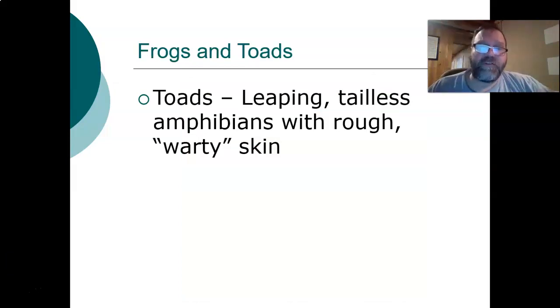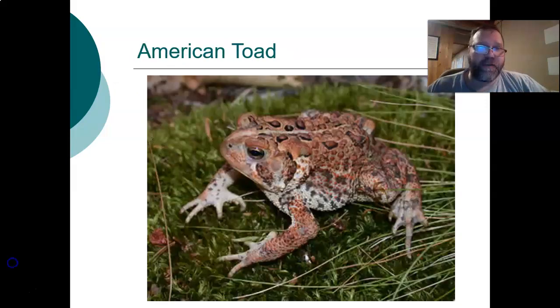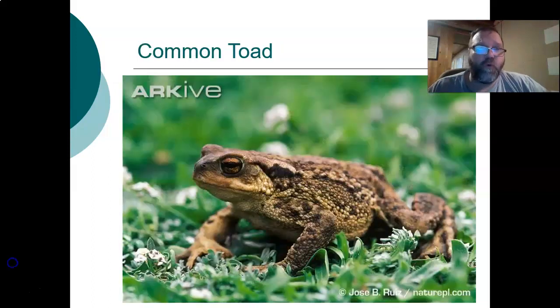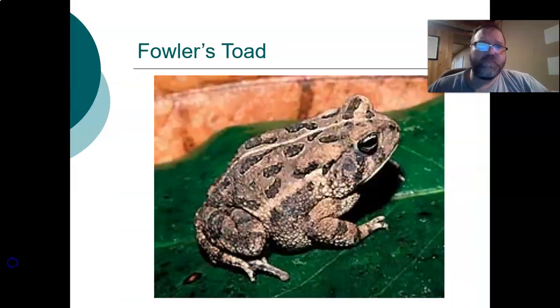Toads are leaping, tailless amphibians with rough, warty skin. So the only difference between a frog and a toad is frog skins are smooth. Toads have warty skin. Like the American toad. You can see all the bumps on it, all the warts. The common toad. The fowler's toad. This is actually a frog that eats small birds.